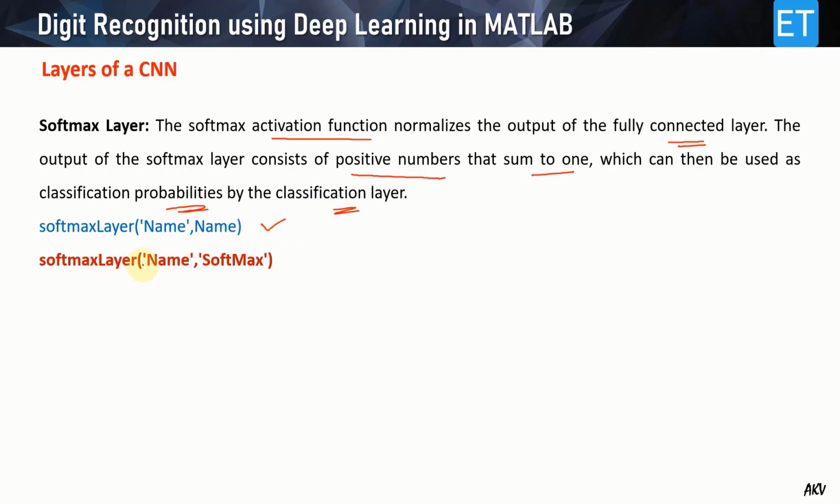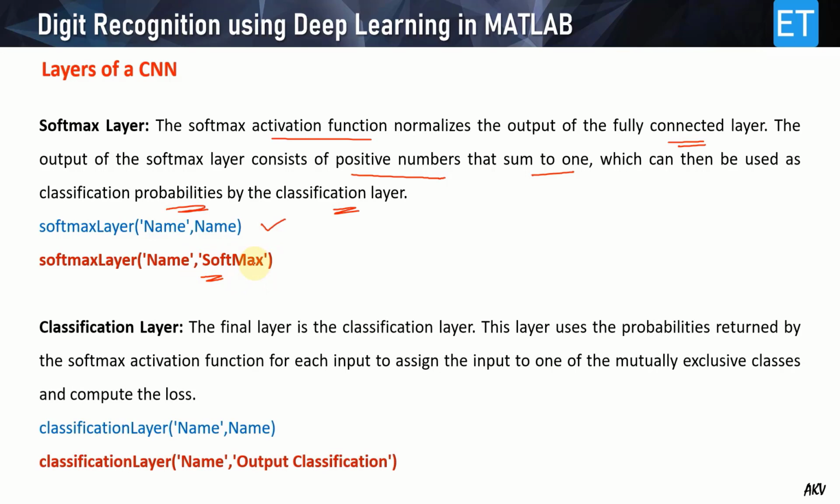So this is the general syntax, softmax layer. You can define the name of this layer. Actually, these names are used to plot or to see the structure of the CNN once it is declared in MATLAB. Otherwise, there is no use of this name.